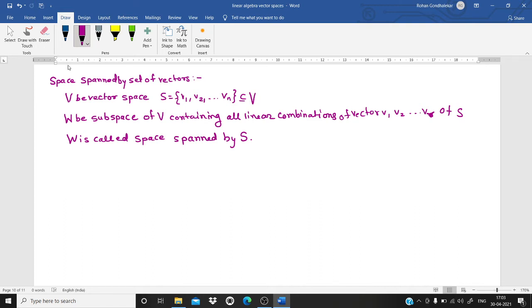This leads to the notation that W is equal to the span of S, or sometimes we can write span of V1, V2, and so on up to Vn. Fine. Just remember this. The next is linear independence.